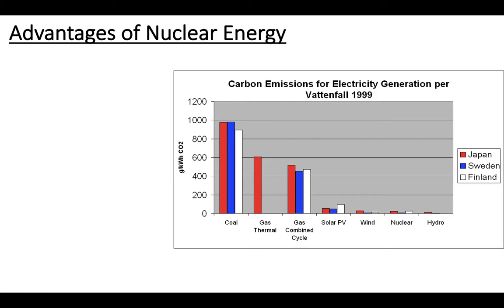Nuclear energy has a lot of advantages. First of all, it has very little carbon footprint. The only carbon footprint is from mining the uranium and building the plant itself. But if you look at this graph, we've got different energy resources and amount of CO2 released per unit energy on the y-axis. You can see that nuclear energy produces very little CO2, which is great.